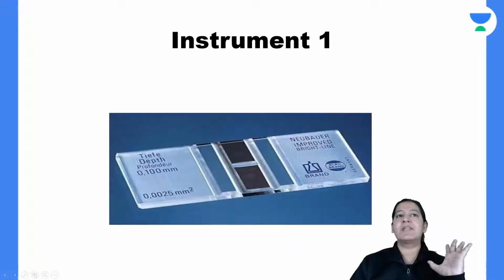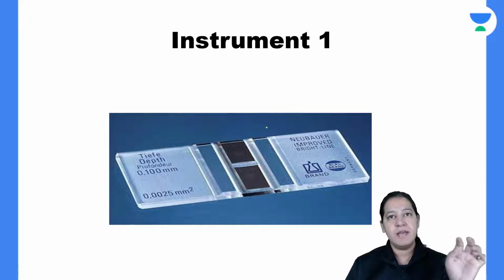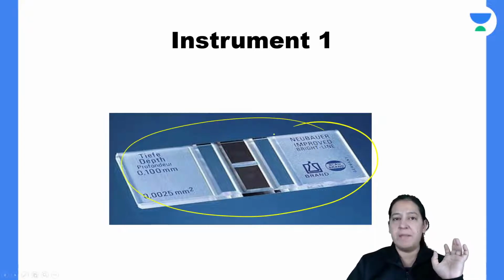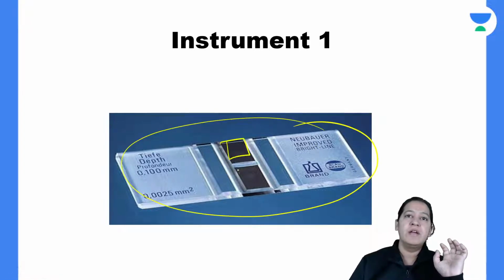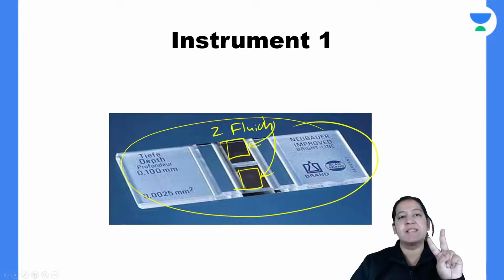Yesterday we started. So what is this instrument? Yesterday we did it. Are you people there? Have you attended the lecture or watched the recording? It is Neubauer's chamber. We have already seen that it is Neubauer's chamber. Neubauer's chamber has two grids. There are two grids on one chamber, so on one Neubauer we can simultaneously examine two fluids.